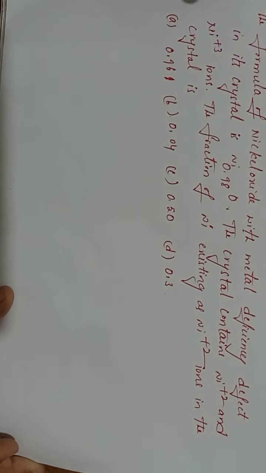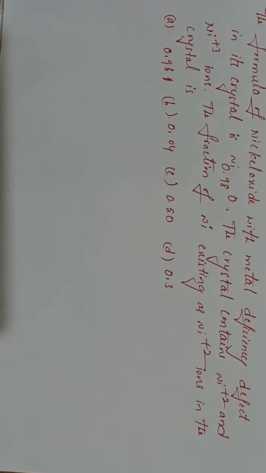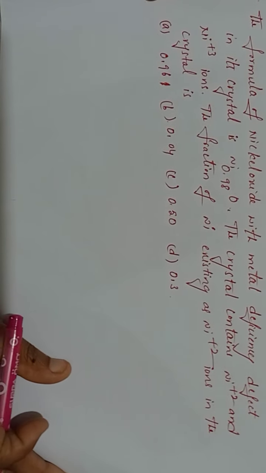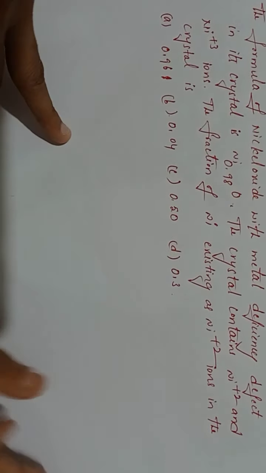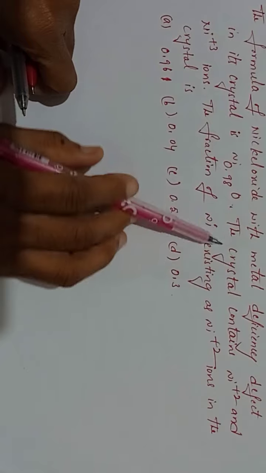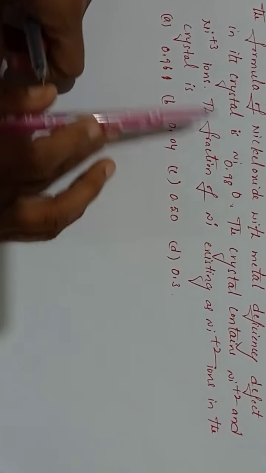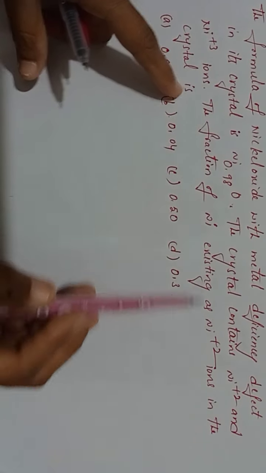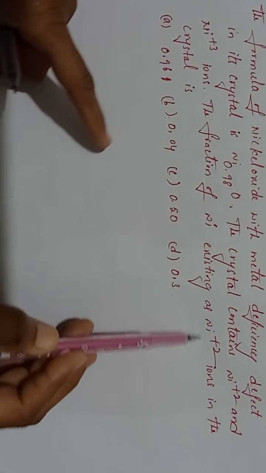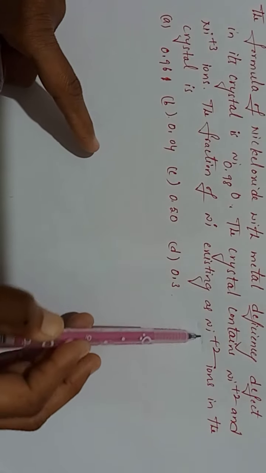See, Nana, the formula of nickel oxide with the metal deficiency defect in the crystal is Ni0.98 O. The crystal contains Ni+2 and Ni+3 ions. The fraction of nickel as Ni+2 is what is being asked here, students.